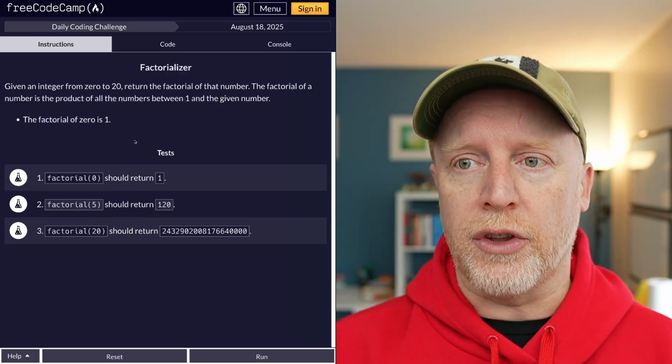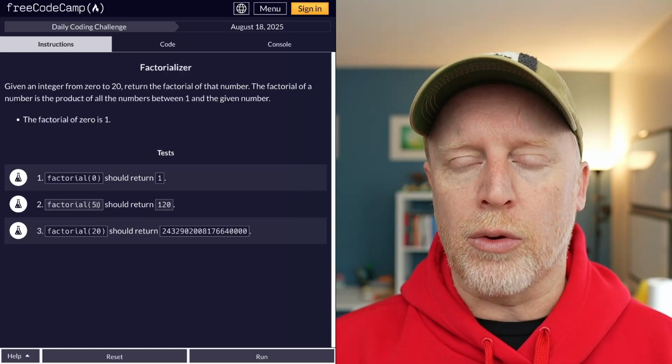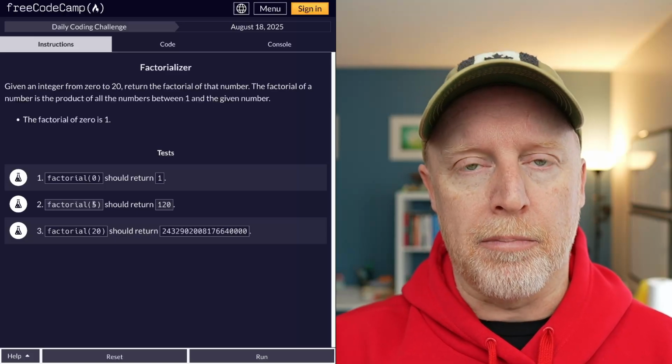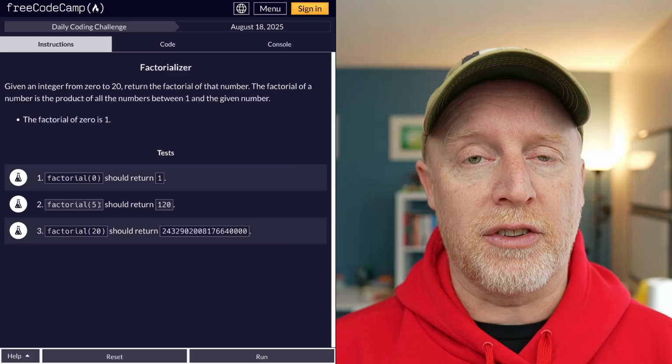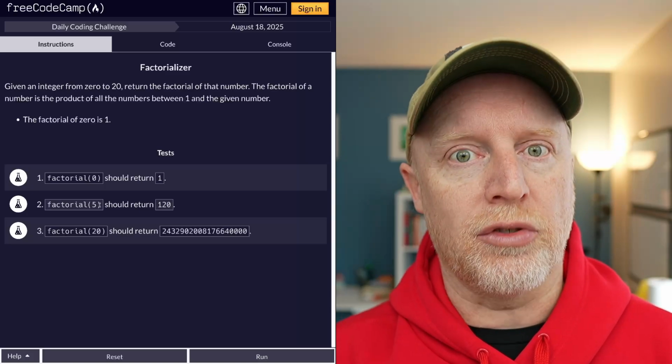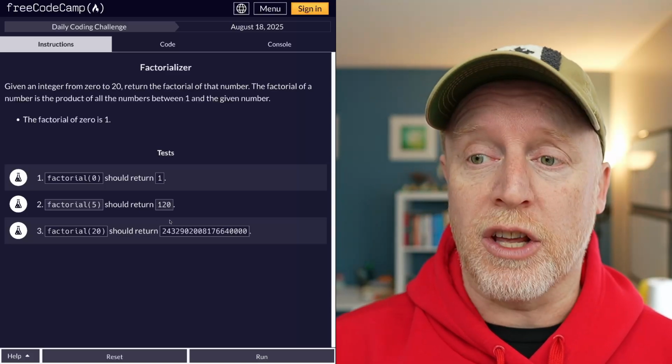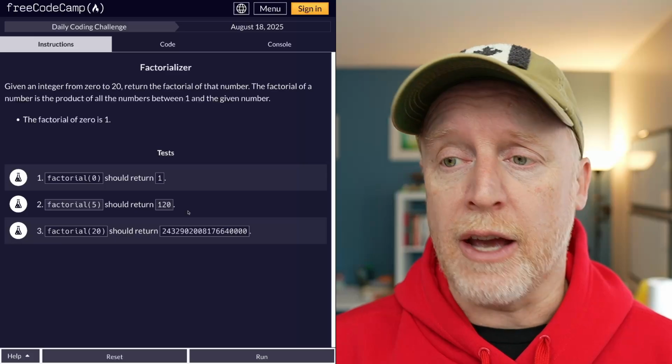Now, just so that you remember, factorials are when we take a number and multiply it by each number building up to that. So for 5, it's 1 times 2 times 3 times 4 times 5, right? Which gives us 120, okay?